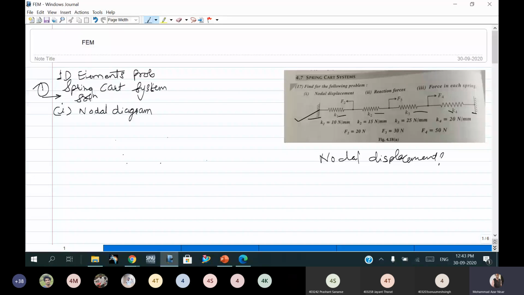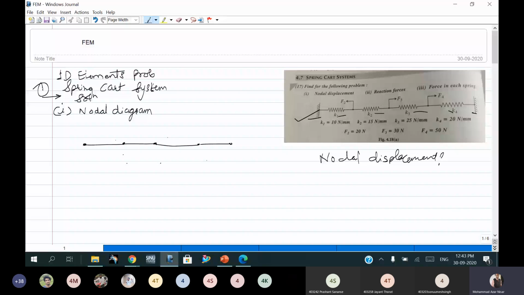First, draw a nodal diagram. What is the nodal diagram? You have to define the elements and the nodes involved in it. So how to do this? This is the first, second, third, fourth, and fifth. So five nodes are known.